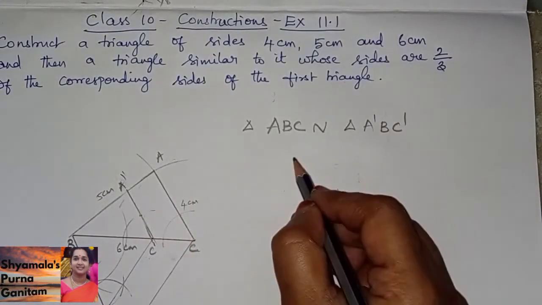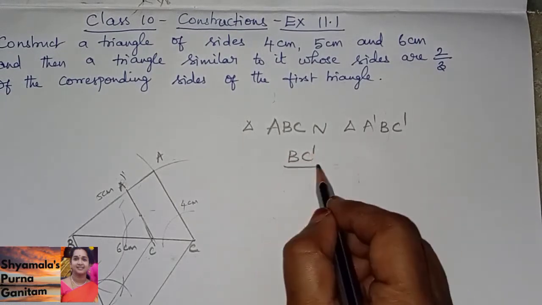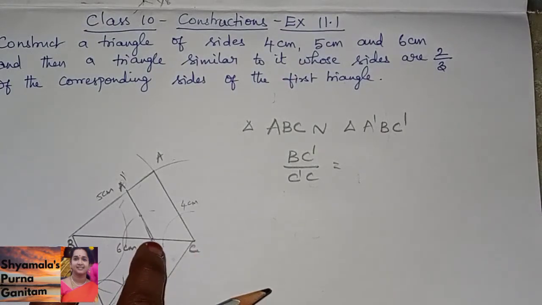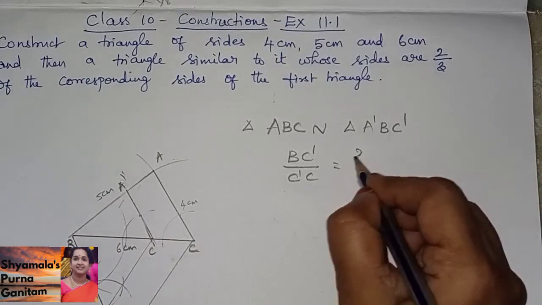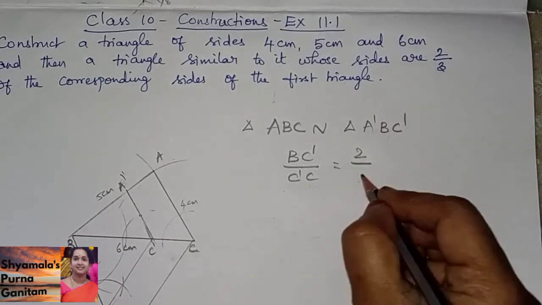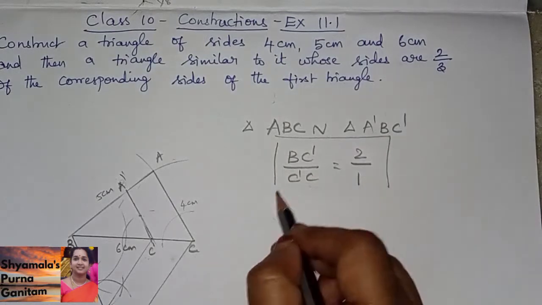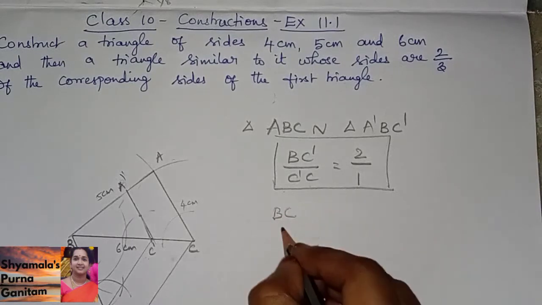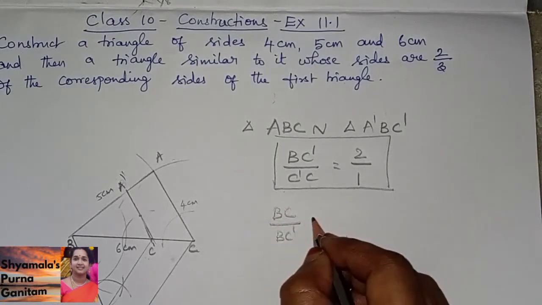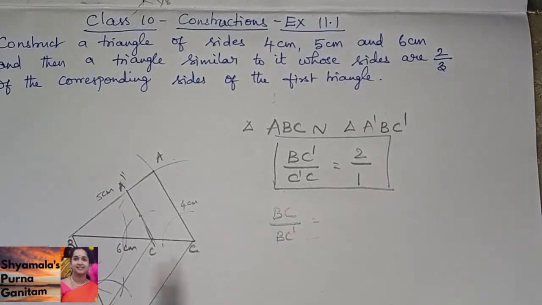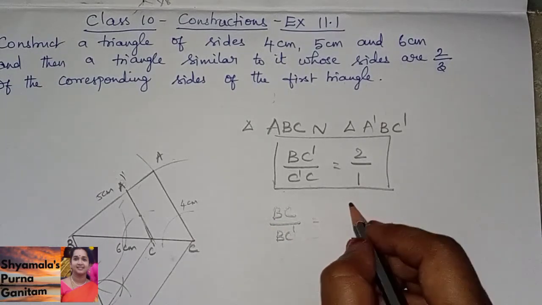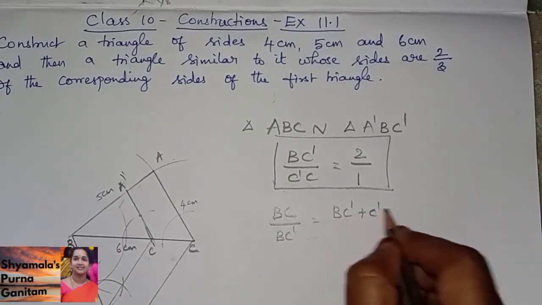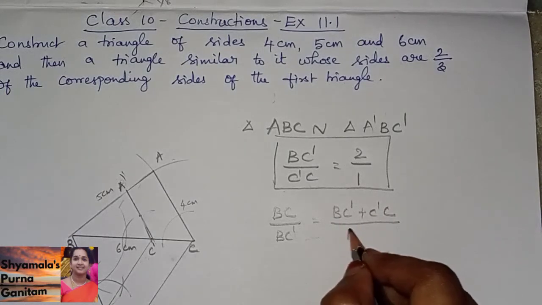Now, when we take BC dash by C dash C, this is 2 part, BC dash is 2 parts divided by C dash C is 1 part. So now, if we are finding the ratio BC by BC dash, BC is the full 3 parts. That is, we can write BC as BC dash plus C dash C, divided by BC dash.